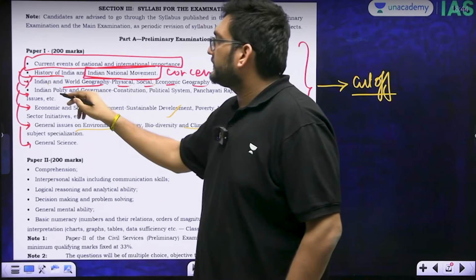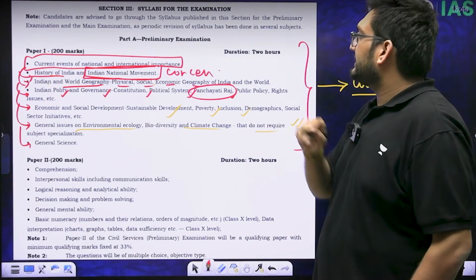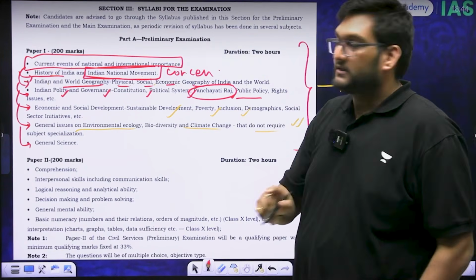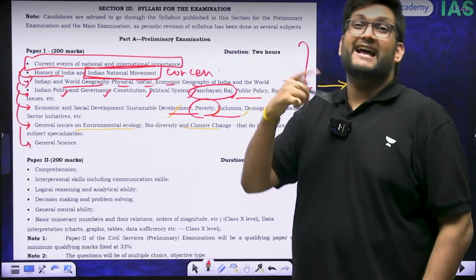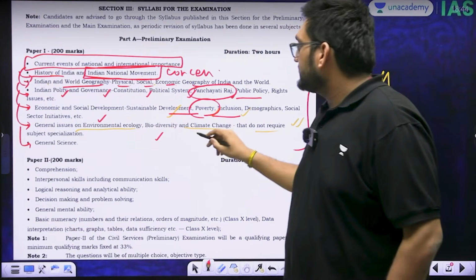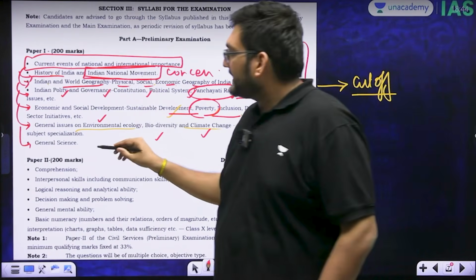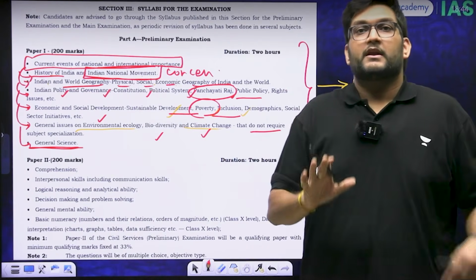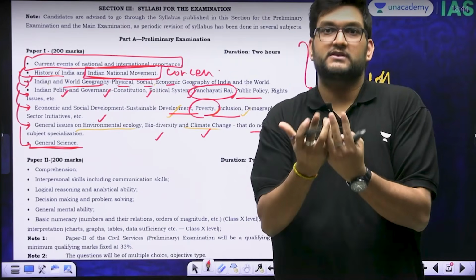At the same point of time, polity, governance, constitution, political system, Panchayati Raj. Now, Panchayati Raj is directly mentioned. Public policy directly mentioned. Further, sustainable development, poverty, inclusion. This is where the aspect of schemes comes through. Then, environment, ecology, biodiversity, climate change. This is equally important in that regard because it is saying that we are going to ask a question out of this area.